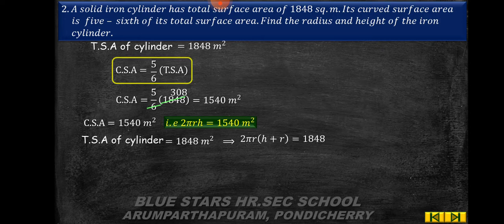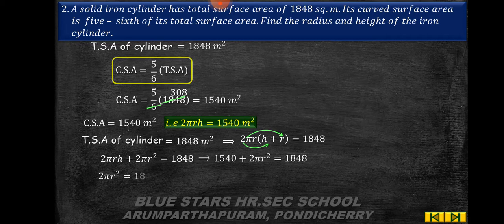Then TSA of a cylinder is equal to 1848 meter square, which implies 2 pi r (H plus R) is equal to 1848. You just multiply 2 pi r into H and 2 pi r into R. You get 2 pi r H plus 2 pi r square is equal to 1848. We know the value of 2 pi r H is 1540. So 1540 plus 2 pi r square is equal to 1848. So 2 pi r square is equal to 1848 minus 1540. So 2 pi r square is equal to 308.